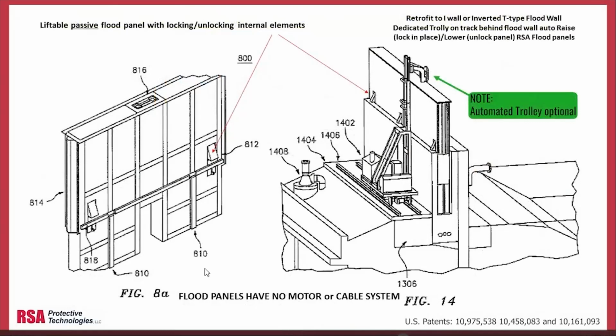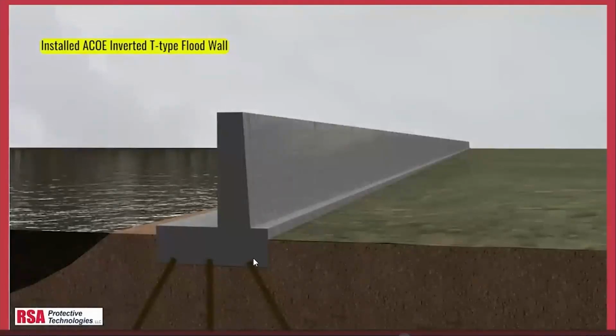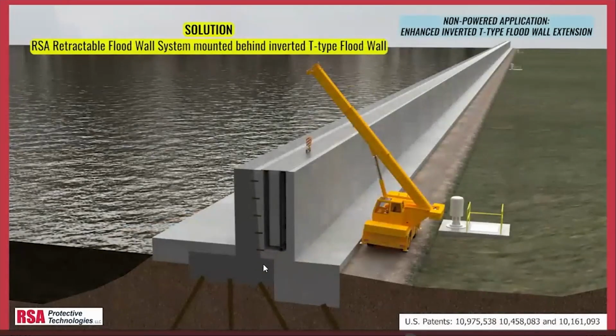A variation of the flood wall is to not have it powered at all with the winches, but actually lift the panels into location. This shows some patent images of a dedicated crane lifting the flood walls into position. This is our video of an existing inverted T-wall showing the retrofit of the RSA flood wall attached to that. Here you can see the flood wall was attached into the existing T-wall, an additional foundation put in for the overturning moments, and a crane lifting each one of the walls into position.